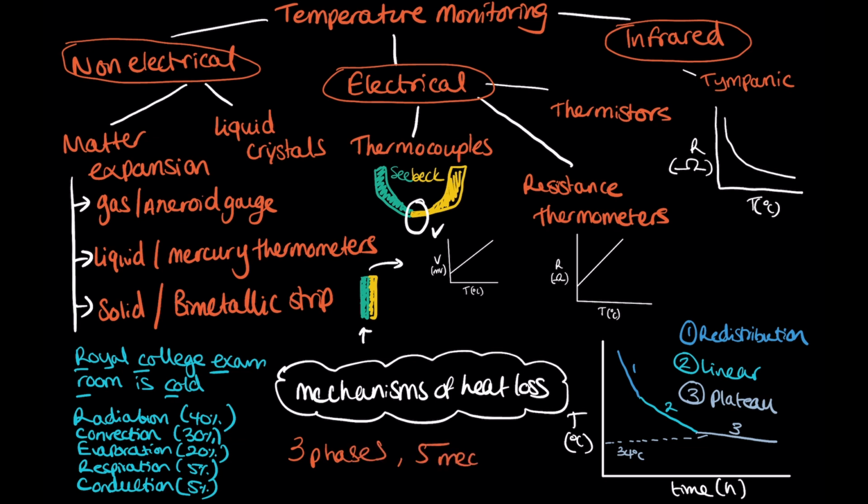To summarise, we've gone through the different methods of monitoring temperature and the mechanisms of heat loss. Now, let's quickly go through the NICE guidelines and see what they suggest we should do to avoid perioperative hypothermia. I'll mention the salient points and the interesting bits, but if you want to read the full guideline, I'll link it in the video description below.